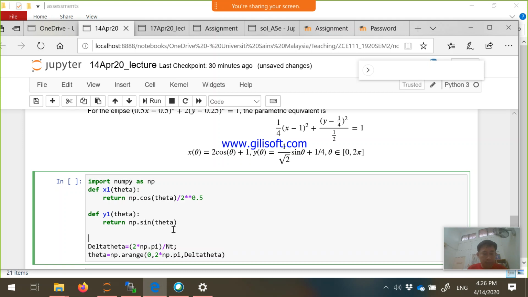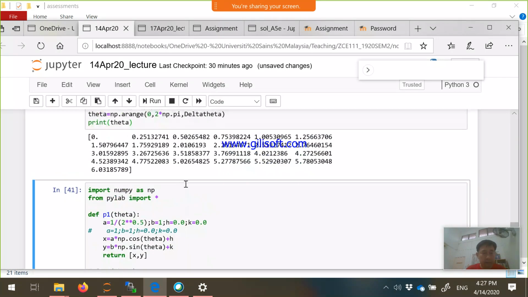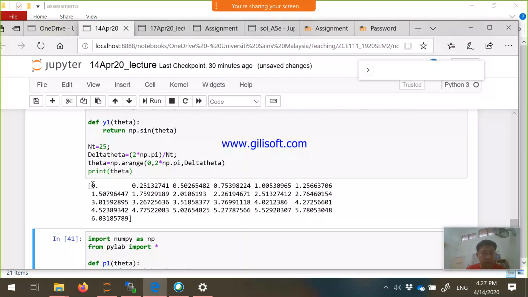Now this n intervals is usually a fixed number, say maybe 10, maybe 25. Okay, 25. So I'm going to separate the angles from 0 to 280 degrees into 25 sections, right? So then this will be the theta. It starts from 0 and it ends at 2 pi, right?